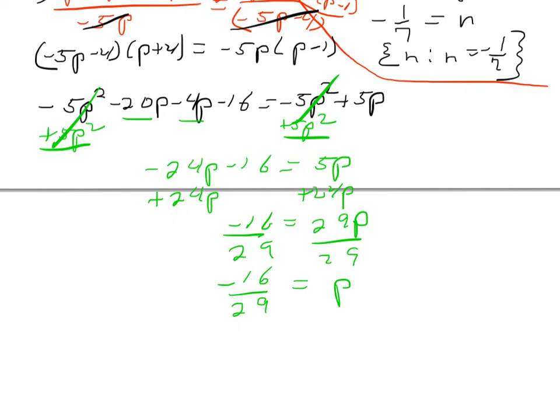All right, so our final answer is going to be p such that p is going to equal negative 16 over 29. And voila, there's our answer.